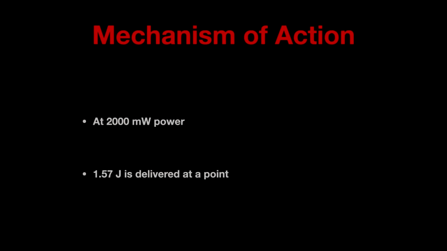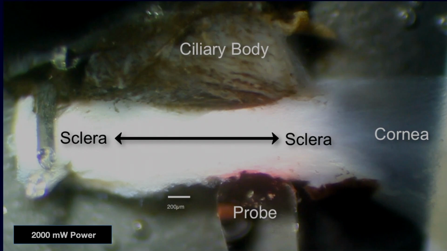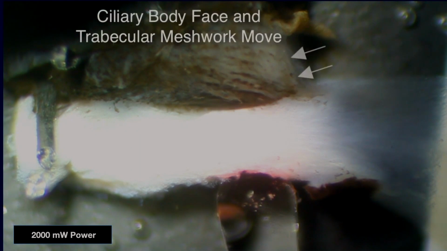Why it is important is in the next slide. So at 2000 milliwatts, you get 1.57 joules. So what happens at 1.57 joules is, this is the video, my dear friends. You can see that there is a small amount of movement, but it's enough to actually cause the movement in the trabecular meshwork as well, or a cytoskeletal remodeling that is going to happen after you have done this procedure.